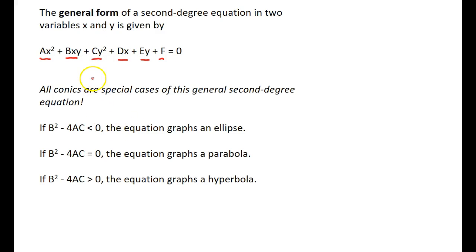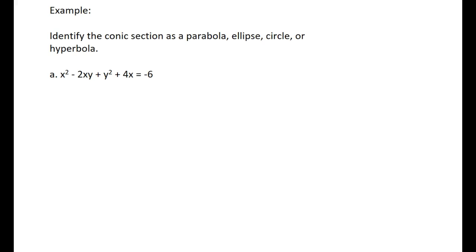Okay, so how do we know what we're graphing if we're given that equation? If b squared minus 4ac is negative, we get an ellipse. If b squared minus 4ac is 0, we get a parabola. And if b squared minus 4ac is positive, we're going to get a hyperbola. So let's take some equations and see what kind of conic section they would give us.